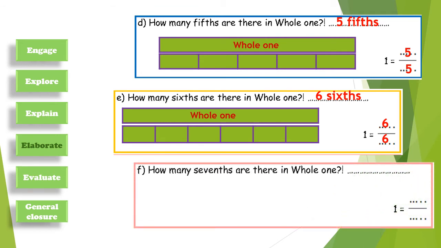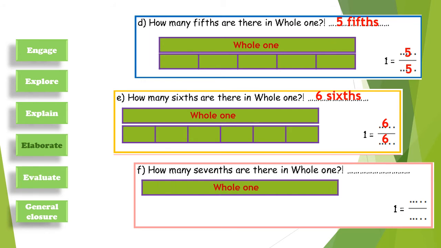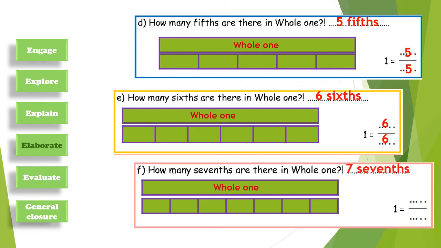How many sevenths are there in a whole one? If I have a whole one, I'll cut it into 7 pieces. Each piece is a seventh. So I have 7 out of 7 sevenths. So 1 equals 7 sevenths or 7 out of 7 parts. All of them. 7 over 7.